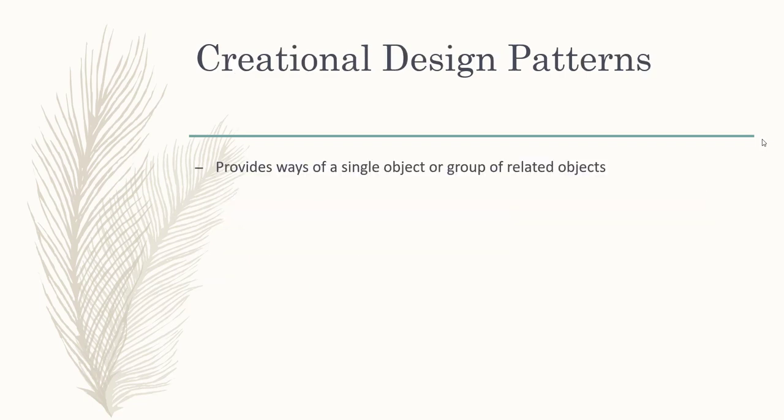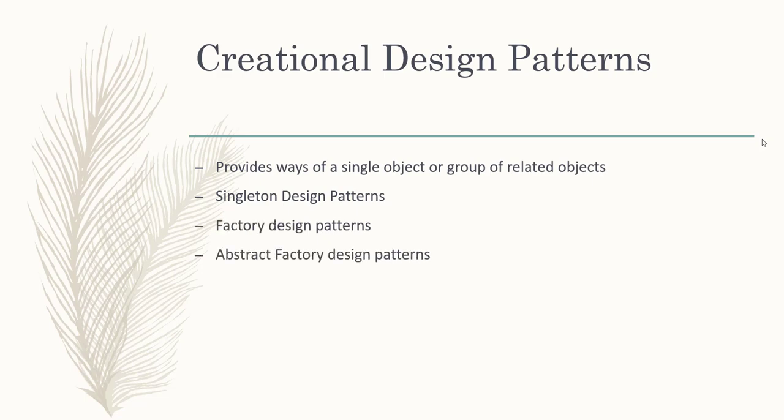Creational design patterns provide ways of creating a single object or a group of related objects. These patterns ideally deal with the process of object creation in such a way that they are separated from the implementation. We'll discuss in the upcoming videos the creational design patterns and the different ways of creating them. Singleton design pattern, factory design pattern, abstract factory design pattern, builder design pattern, and the prototype design pattern are the design patterns which are categorized under creational design patterns.